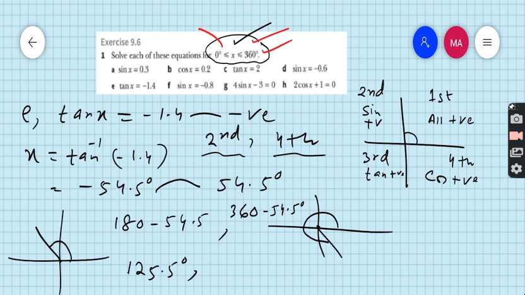And 360 minus 54.5 is 305.5. 305.5. This is our final answer. So hope you understand part E. Come to part F.